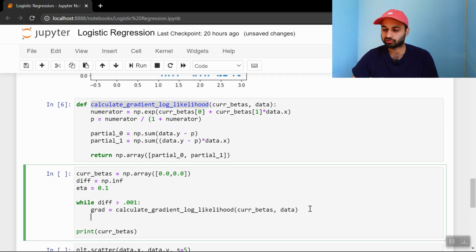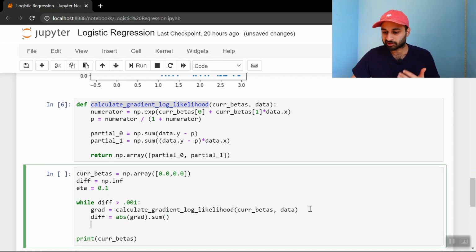And now we're going to get diff is equal to the absolute value of grad dot sum. So grad again has two items. It has the partial with respect to beta naught and the partial with respect to beta 1. What I do is take the absolute value of those and then I add those together. And again, that's going to be equal to diff, because if that change is going to be very small, then we've converged and we can stop this algorithm. If that change in absolute terms is still large, then we need to keep going with this algorithm.